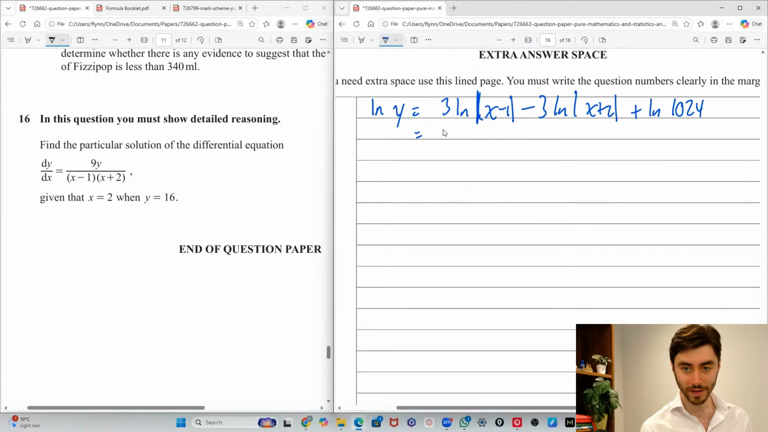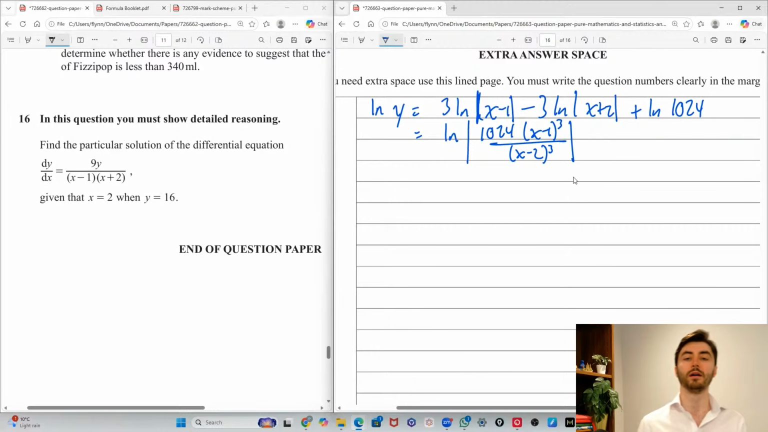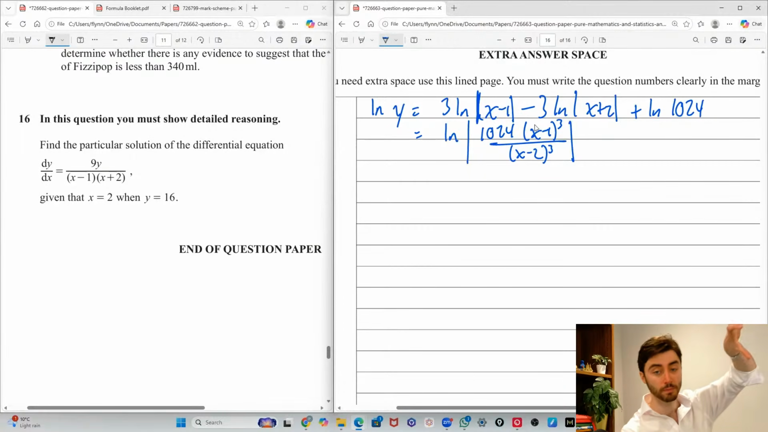So that would be the ln of 1024 x minus 1 cubed all over x minus 2 cubed, where that 3 goes up to make that x minus 1 cubed. That 3 goes up here to make it x plus 2 cubed. That's minus, so that goes on the bottom, and anything that's added becomes the top.